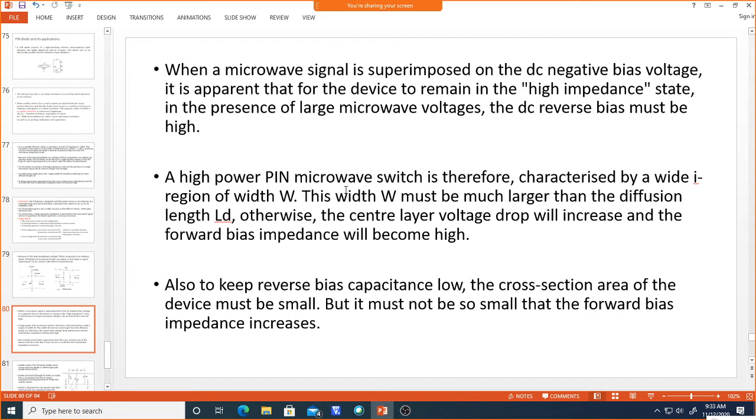So a high power PIN microwave switch is therefore characterized by a wide I region, that is, an intrinsic region of width that must be much larger than the diffusion length LD, otherwise the center layer voltage drop will increase and the forward bias impedance will become high. So we need to take care of this in the high power microwave switch. Also, to keep the reverse bias capacitance low, as I said already, the forward bias impedance should be increased.